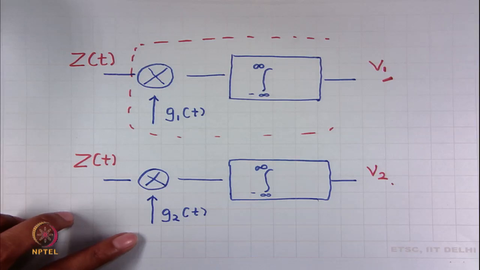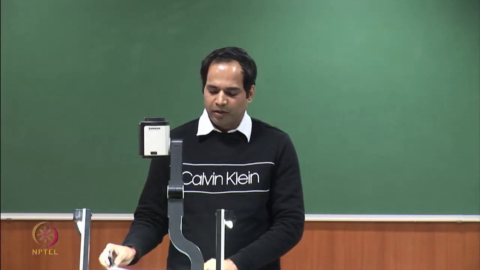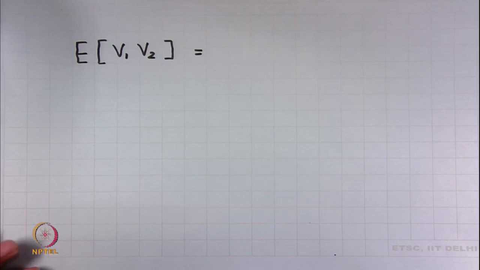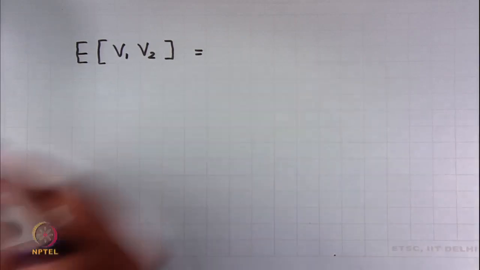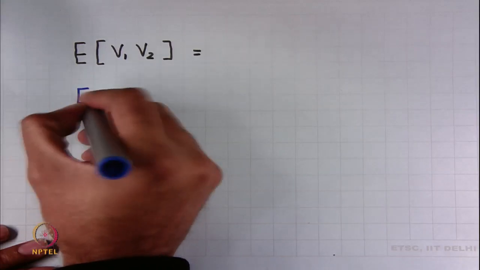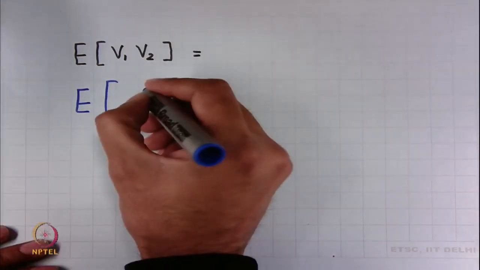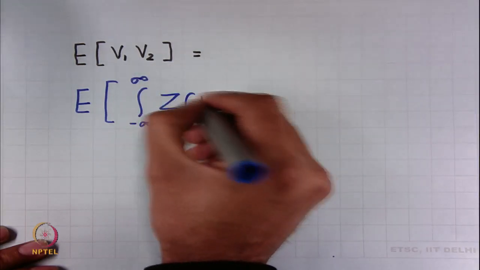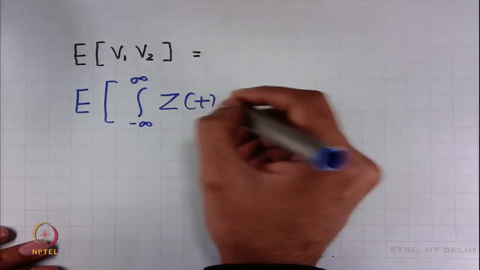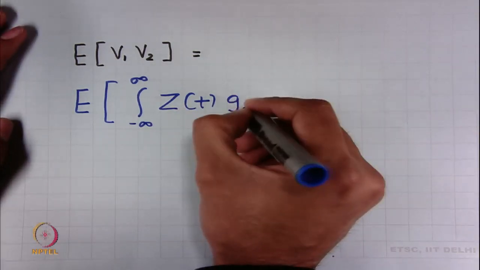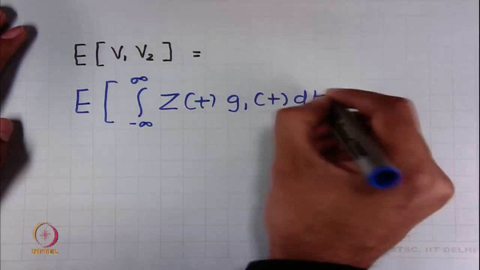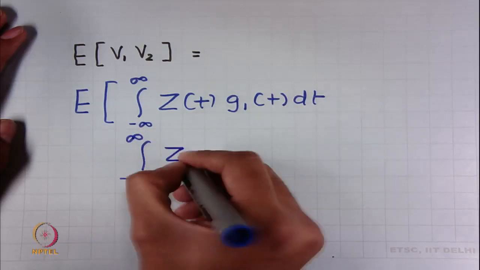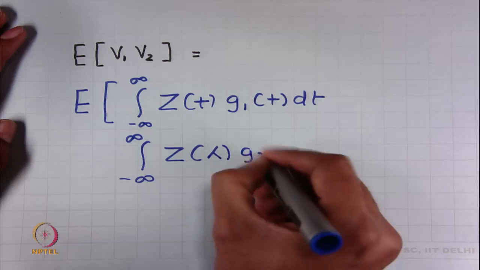So, the question that we ask now is, what is the expected value of V1 and V2, and this we have to carry out. What we are interested in is the expected value of V1 times V2. I write the expression for V1, which is the inner product of the random process z(t) with the deterministic function g1(t). So, this is V1, and V2 is nothing but this quantity.